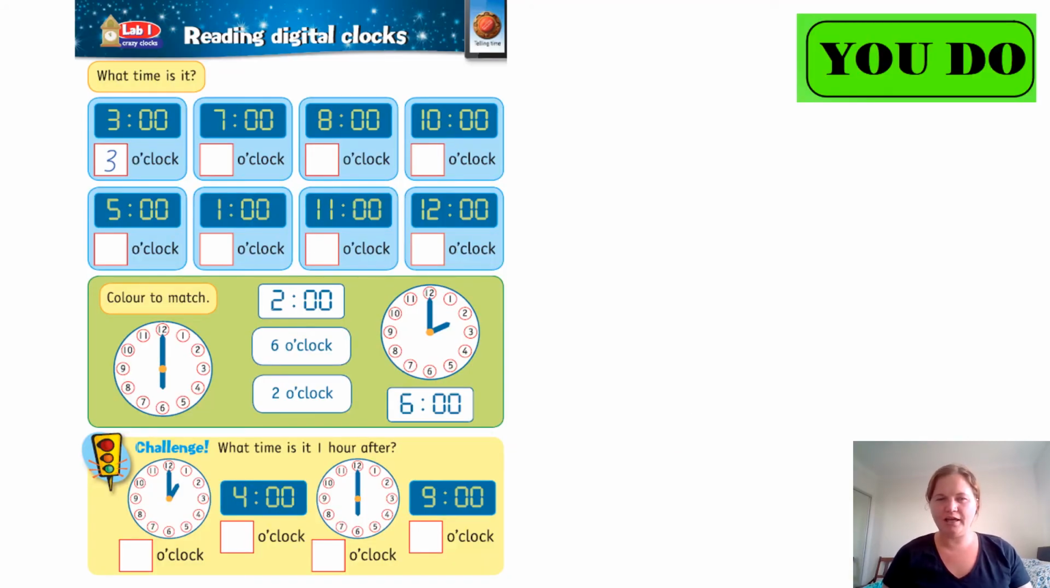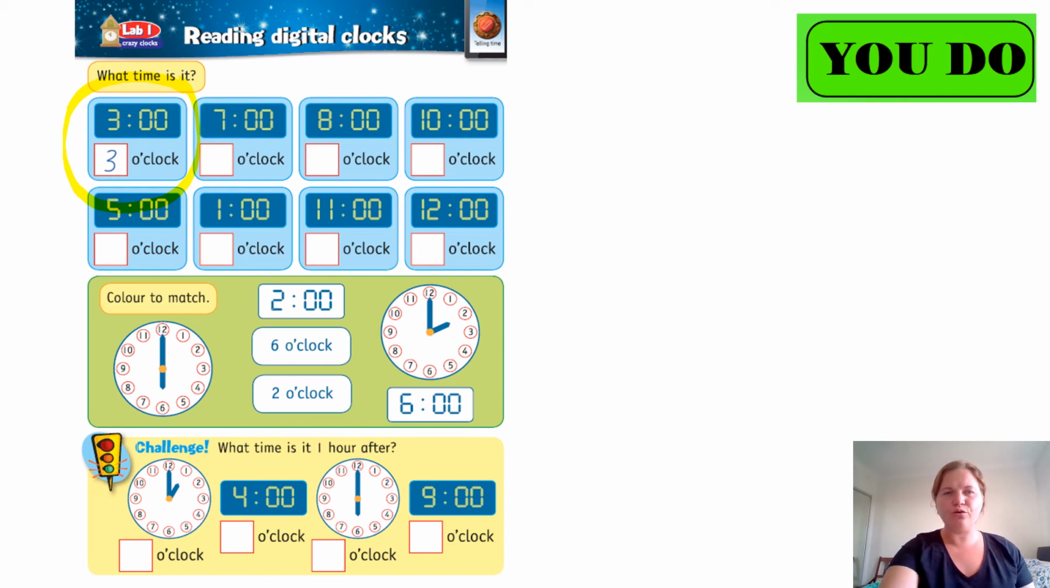In the You Do section today, you would have already printed off your Reading Digital Clocks times in your package at the start of the week. On this activity, you have to think about what we learn in today's lesson. Looking at each of the digital times, you need to write the o'clock underneath. The first one has already been done for you. It has a 3 and a 00. We know that the 00 in the minute section means o'clock. So the time is 3 o'clock.